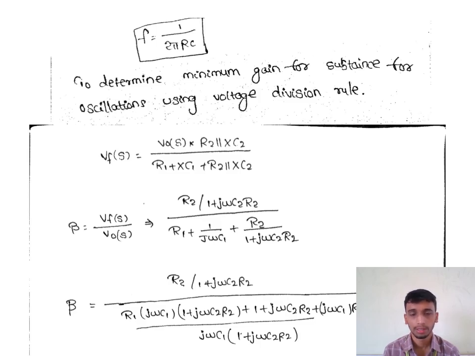To determine the minimum gain for sustained oscillations, using the voltage division rule, now Vf(s) is equal to V0(s) into R2 parallel XC2 divided by R1 plus XC1 plus R2 parallel XC2. We get beta is equal to Vf(s) divided by V0(s). Therefore, we get R2 divided by 1 plus j omega C2 R2 divided by R1 plus 1 by j omega C1 plus R2 divided by 1 plus j omega C2 R2.